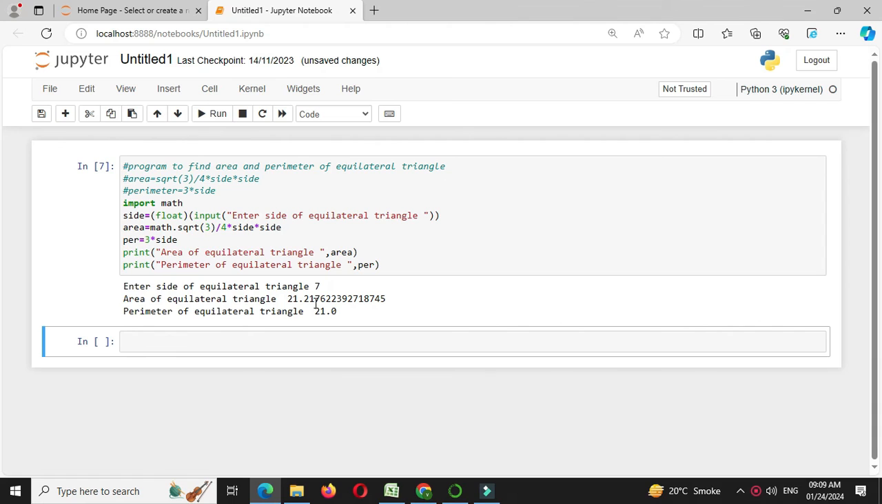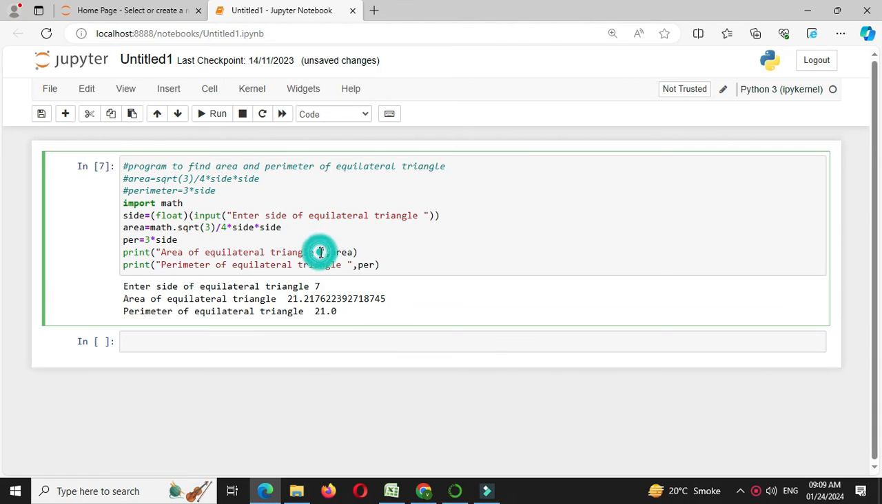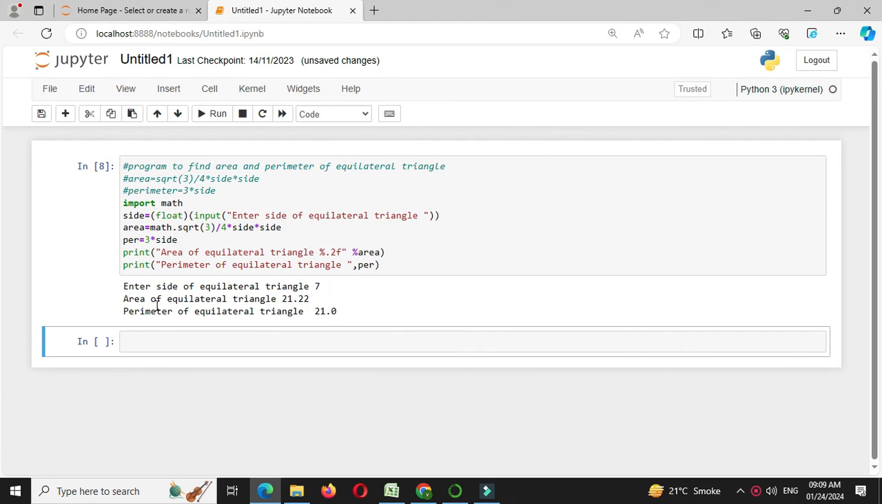If we want to display up to 2 decimal points, we will use here %0.2f, and with area also we will use %. And we execute it. I will give 7. It will print the area of equilateral triangle as 21.22 and perimeter as 21.0.